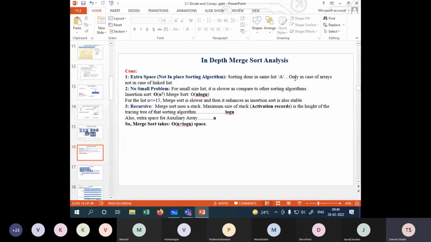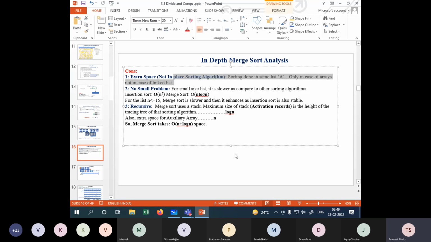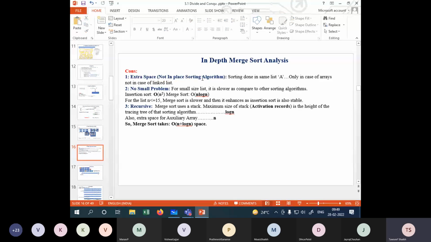That's why it needs an extra space. Every time it divides the original array into subarrays, we need to store those subarrays somewhere. Only when we do the final sorting can we put the sorted array back into the initial original unsorted array. But the intermediate results need extra space. That's why this sort of algorithm is not in-place sorting.